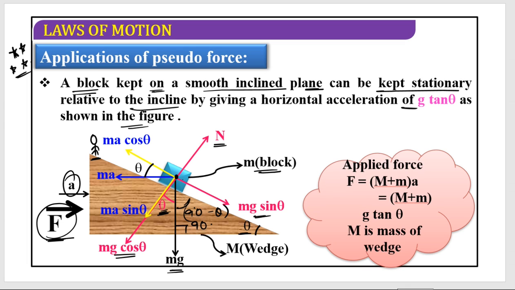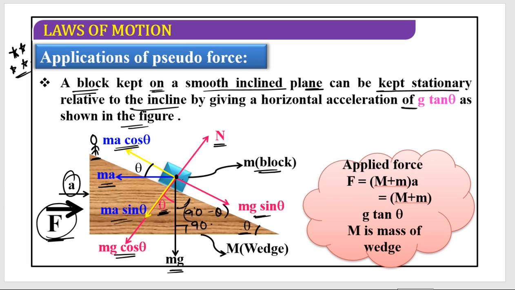As my frame of reference is moving in the positive x direction, I need to apply a pseudo force in the negative x direction, and that pseudo force will have the value of mass into acceleration. So this is ma, and if I make components of it, it's ma cos theta and this is ma sin theta. I hope this is clear. Is it clear?